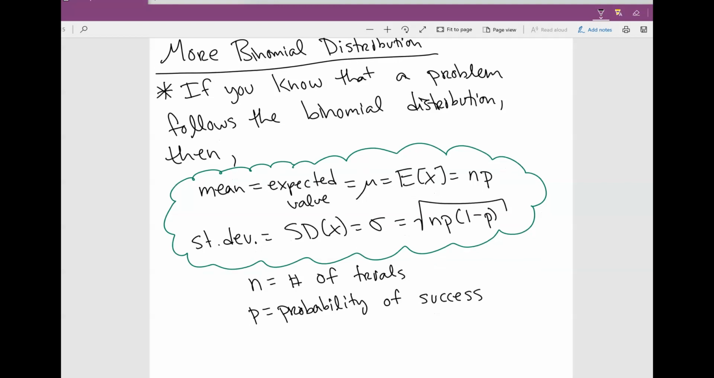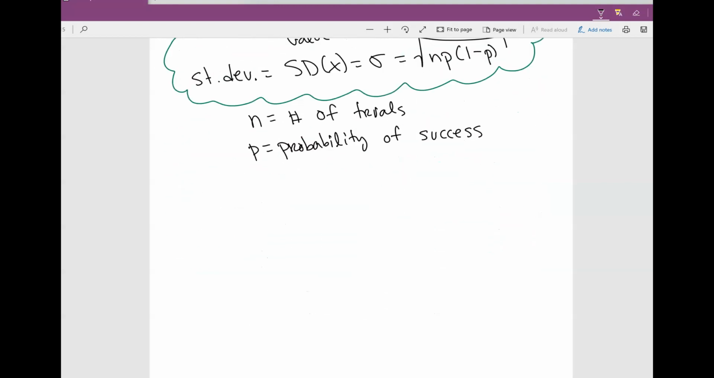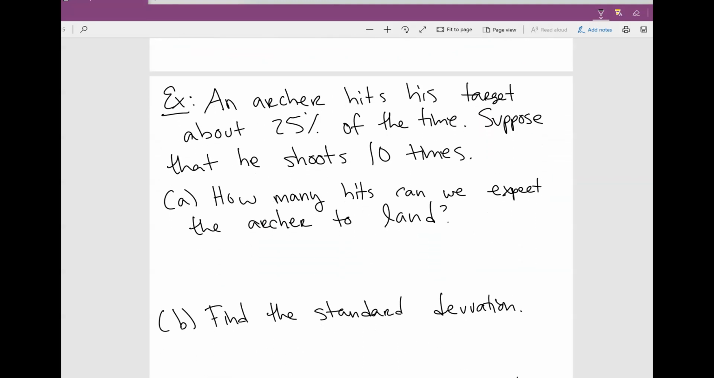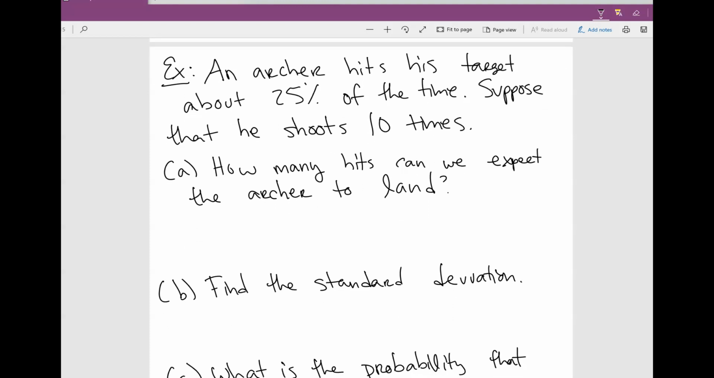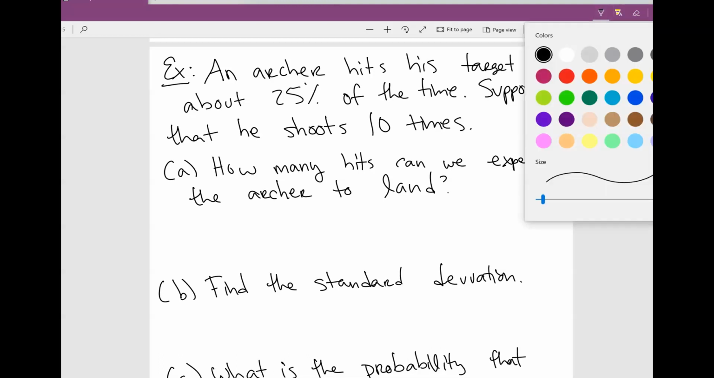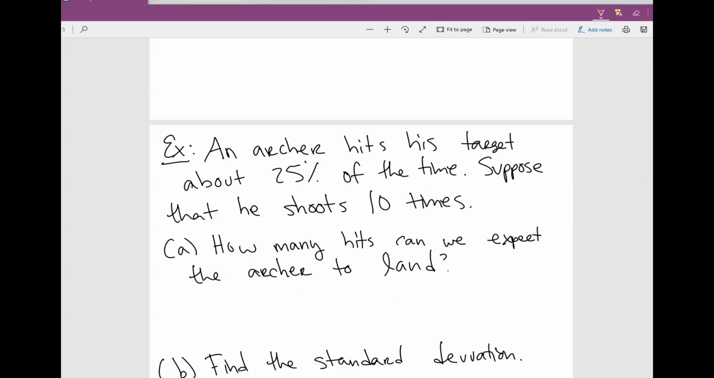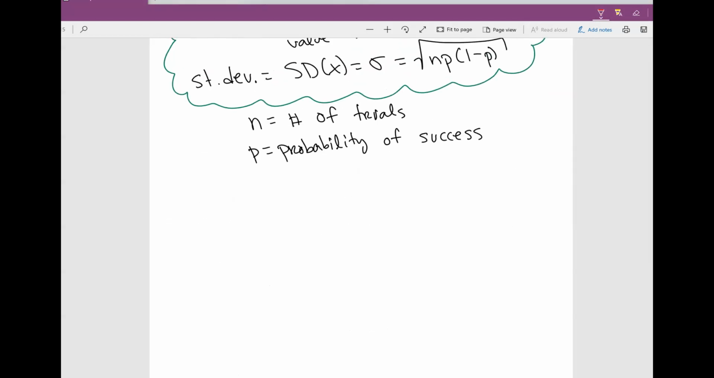So let's go ahead and do some problems. Here we have an archer who hits his target about 25% of the time. Suppose that he shoots 10 times. Before even starting the problem, to know whether this is going to be binomial or not, I like to look for this n and this p. Is there a number of trials, a number of times that this person is doing it, and is there some sort of probability? That's what you want to look for.